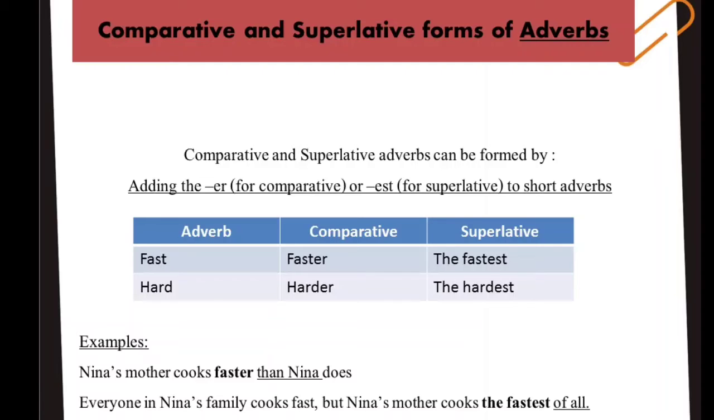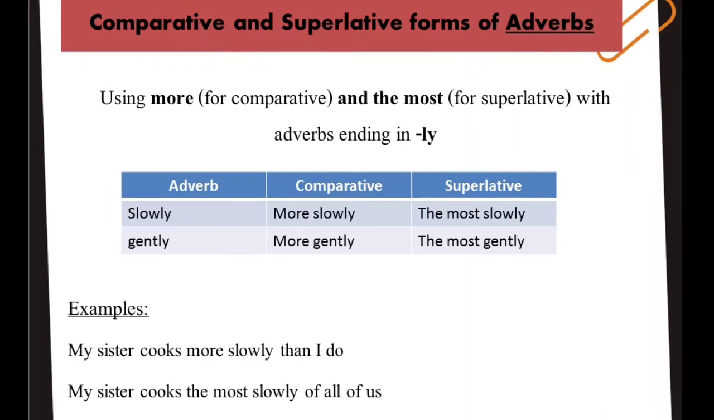Let's take a look at the superlative sentence. Everyone in Nina's family cooks fast, but Nina's mother cooks the fastest of all. Nah, so in here you can see that all, semua. Jadi semua orang menjadi perbandingan dari ibunya Nina. So it means comparing between more than two things or persons. Jadi di sini perbandingannya lebih dari dua. So this is a superlative sentence.